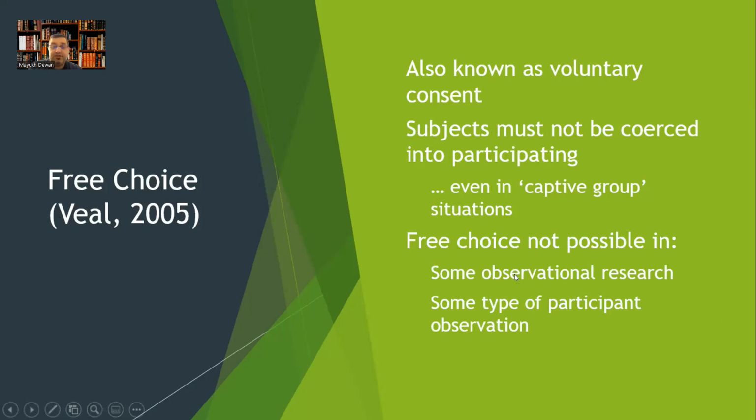Sometimes in observational research, free choice may not be possible. I'll give you an example. I know a researcher who wants to do medical research on teenage girls in schools and their monthly period cycles. I know somebody who's doing research right now on how intense sports affect their monthly period cycle in government schools in Malaysia.